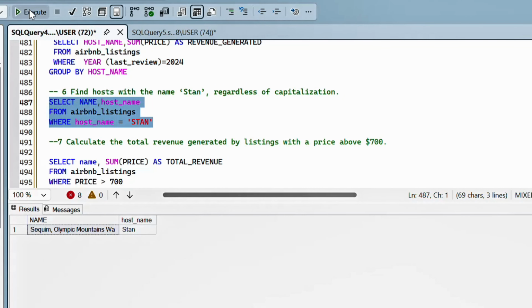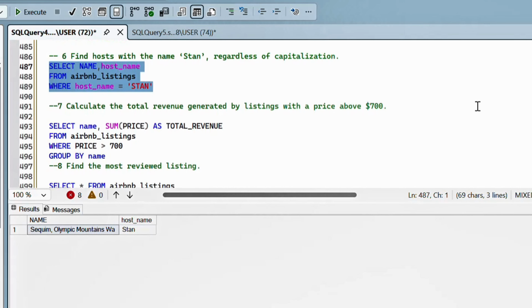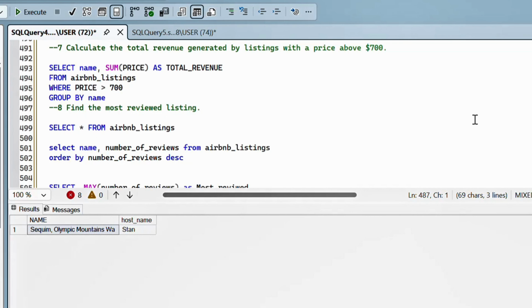So I was able to do this. It's just very simple. Find where hosting name is named Stan. So that's that simple question there. Then also here I was able to use normal select and group by to find the total revenue generated for the price that is above $700.